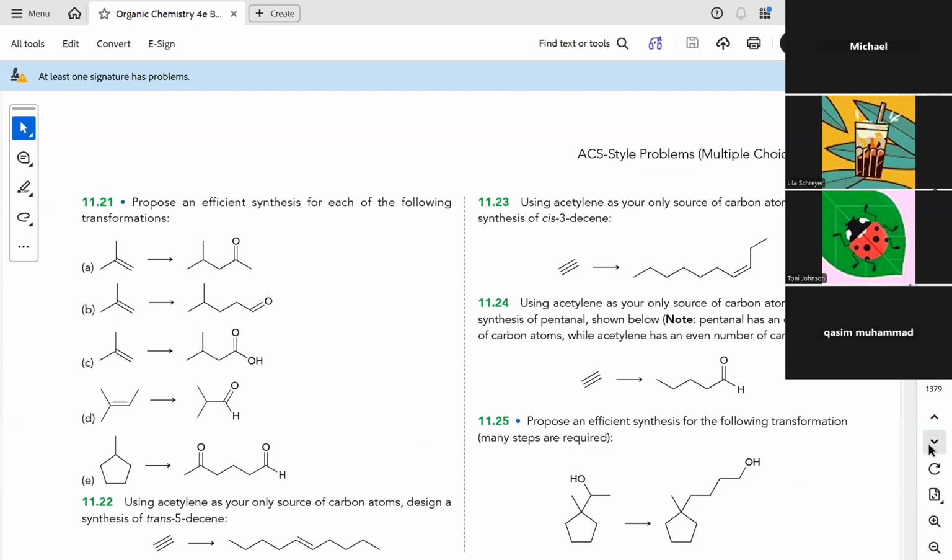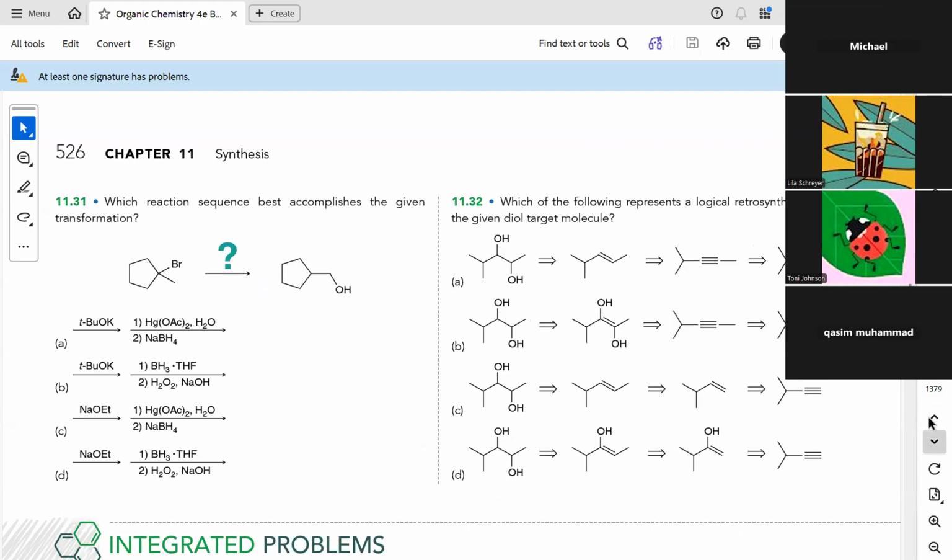Nope, I'm going the wrong way. So, all right, I'll just pick another question that I can get in view here. How about we do 31 here? So we're asked which reaction sequence best accomplishes this given transformation.